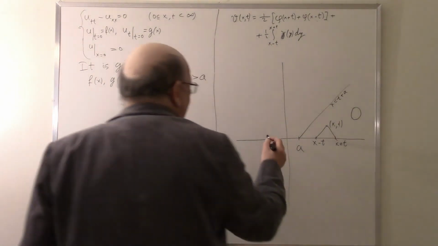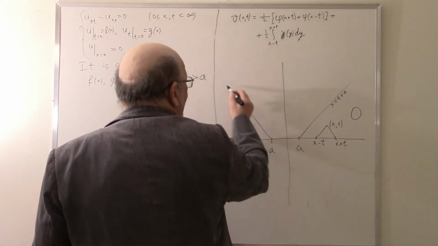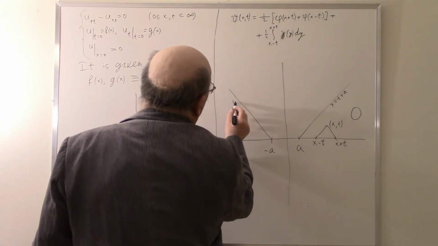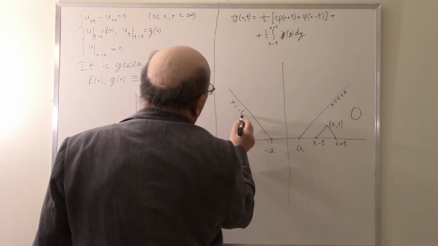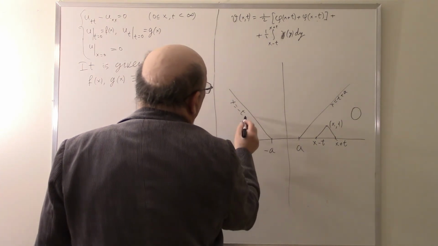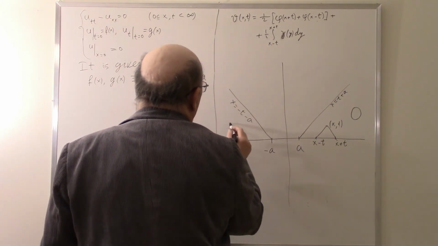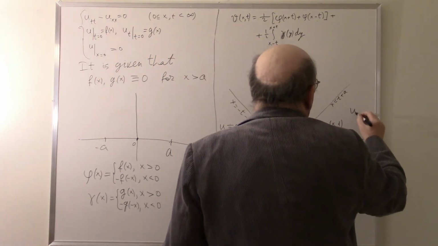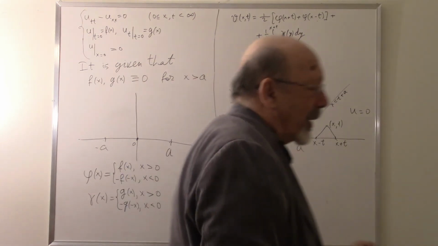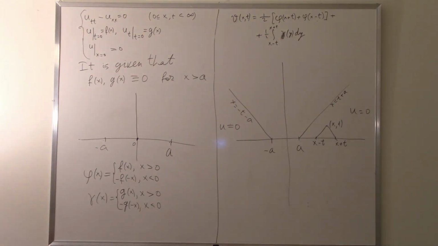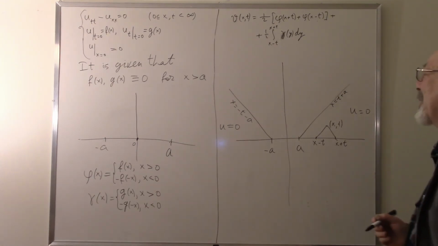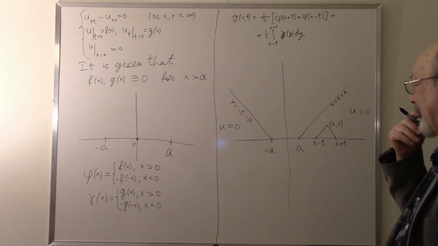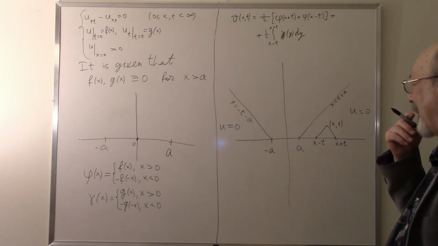And similarly here, if x is less than x equals minus t minus a. Yes? Here u is 0. So the question is maybe somewhere else it is 0. And it really can be 0 somewhere otherwise.